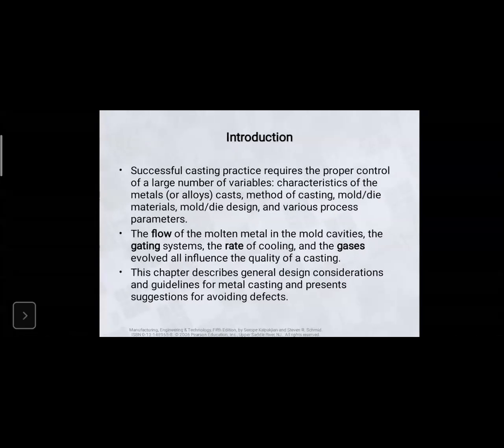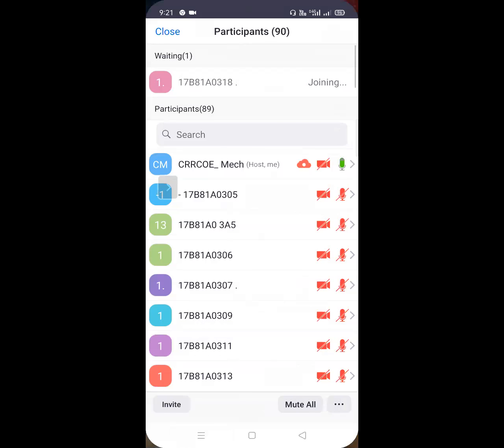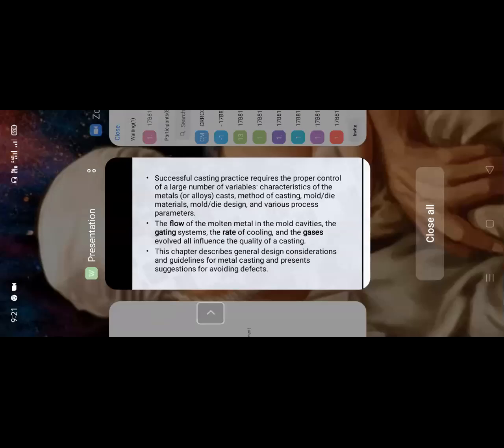The second point is the flow of the molten metal in the mold cavities. The gating systems, the rate of cooling, and the gases evolved all influence the quality of a casting. So it depends on the flow of the molten metal. The characteristics of the piece are determined by it, because if the flow of the molten metal is not in a correct manner, what properties will exist in the product? Whether it has good strength, good toughness, good resistivity or anything else. What properties each and every product will have, how that is determined, and what type of flow pattern is arranged.